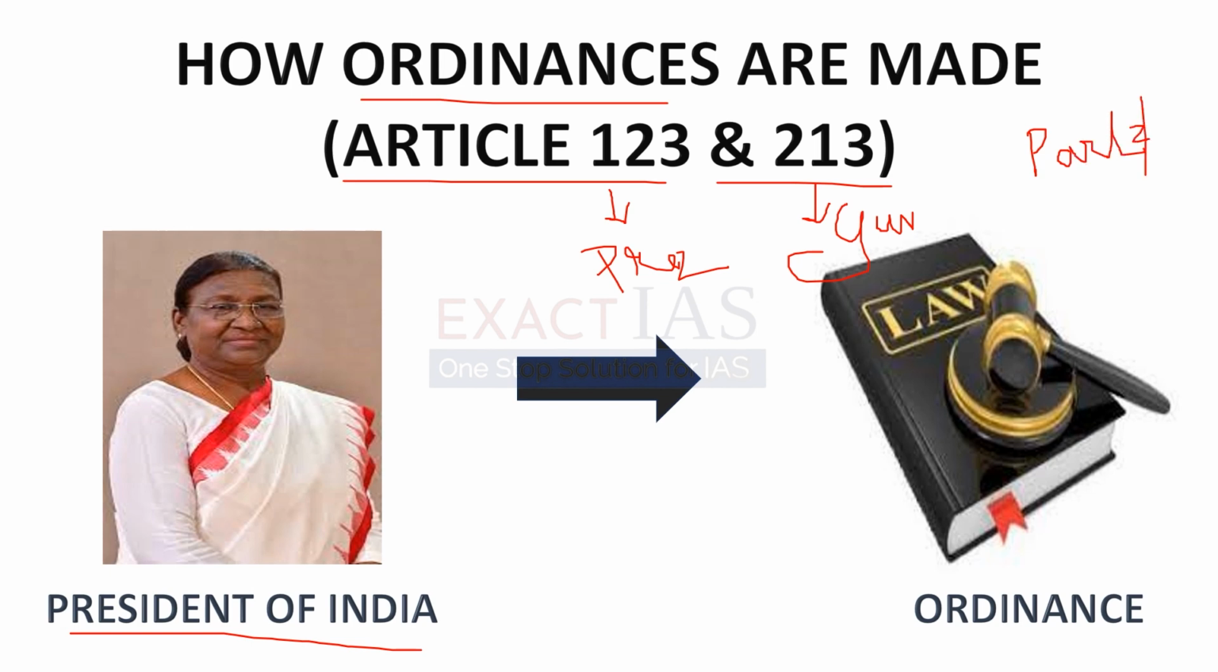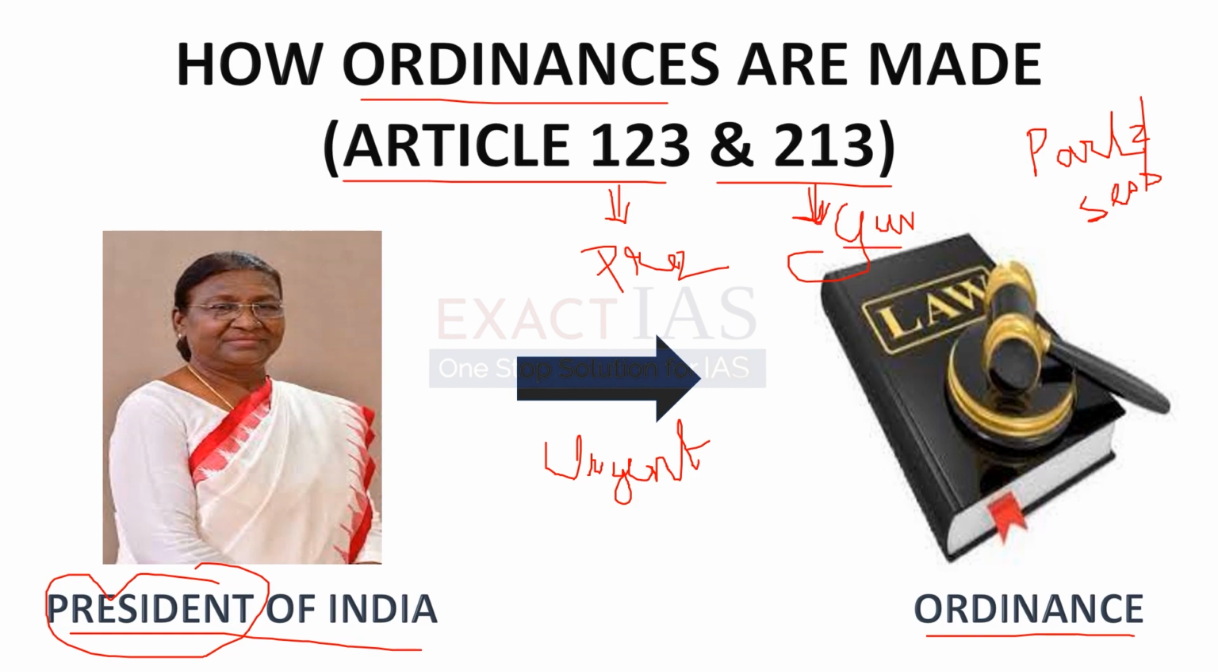So if either of the houses is not in session, then the president, if he or she feels that there is a necessity, an urgency that requires a law to be passed immediately, can promulgate such ordinances, which will have to be passed by the houses of the parliament when they come back in session. But this is just another way of making a law. So the president can do it under Article 123, and the governor can do the same. That is, he or she can also promulgate ordinances for the state under Article 213.